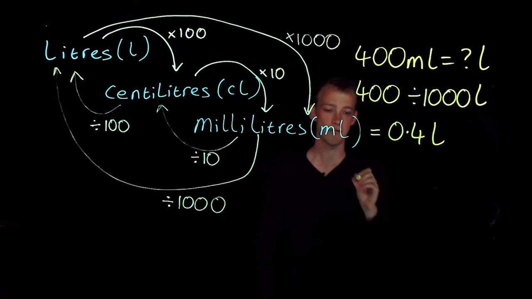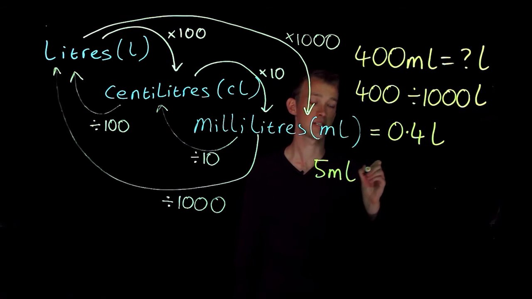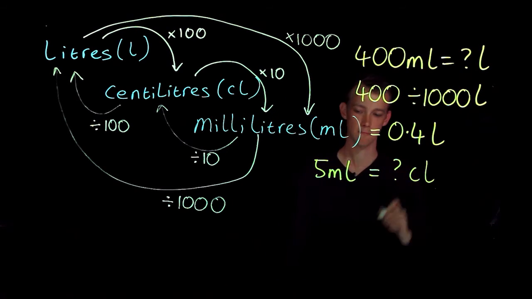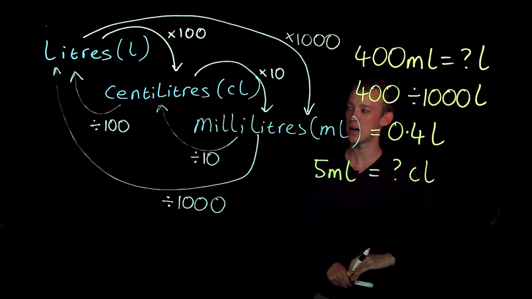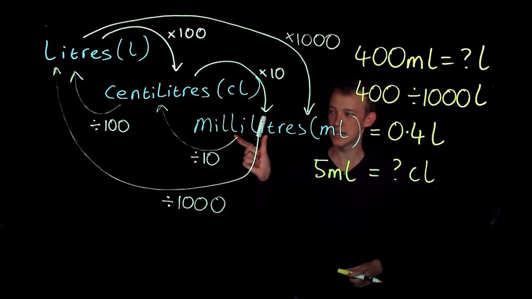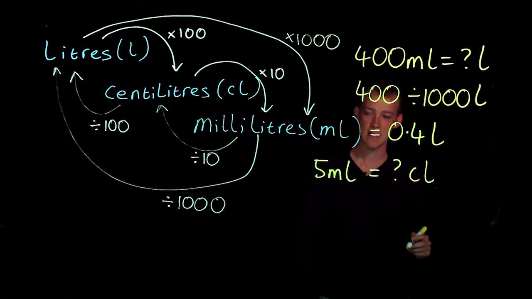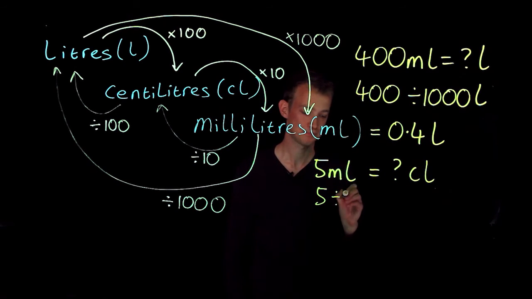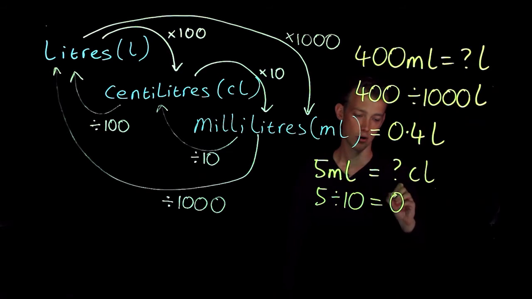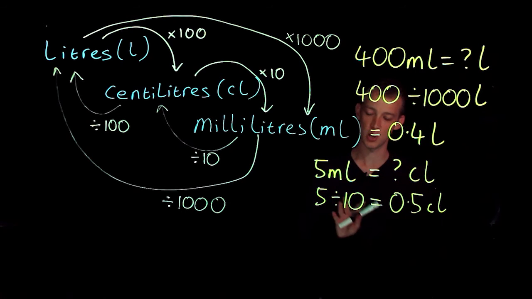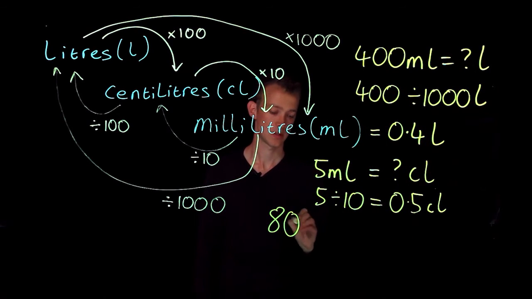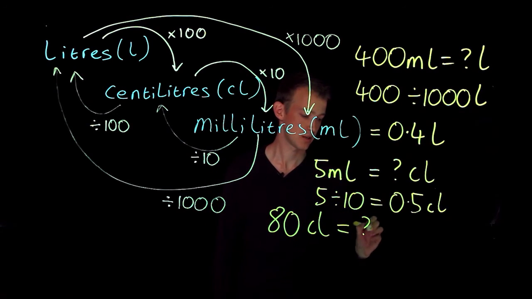Let's say we're looking at 5 millilitres, and we're converting that into centilitres. Well, 5 millilitres is the amount that a medicine spoon would hold. 5 millilitres, to get into centilitres, I divide by 10. 5 divided by 10, you should know, is 0.5. And the answer is in centilitres. We can also see this because it's 5 over 10, which is a half, and a half is 0.5 as a decimal.